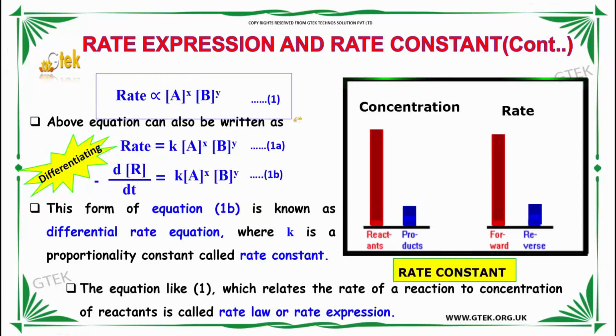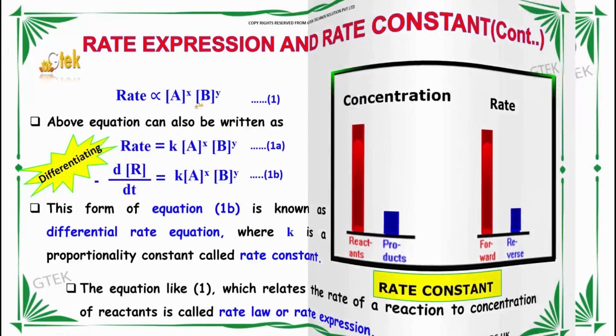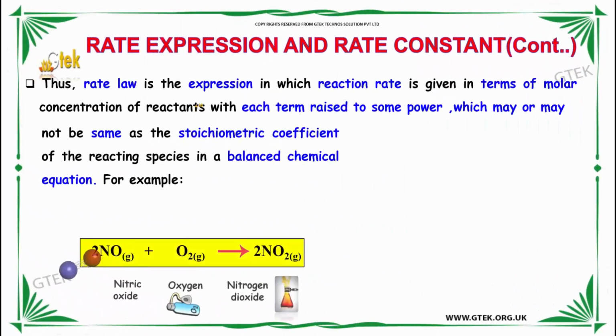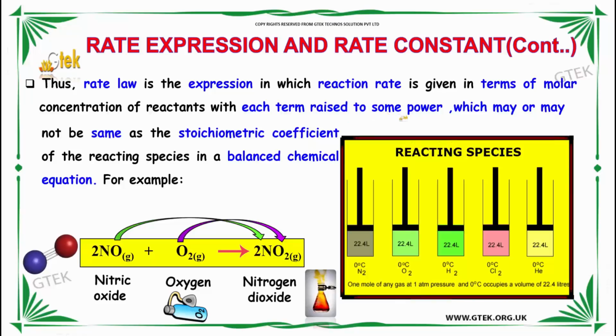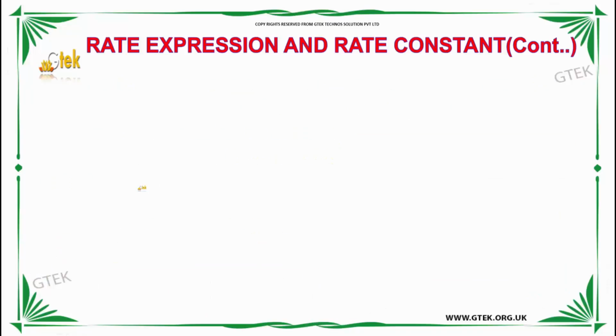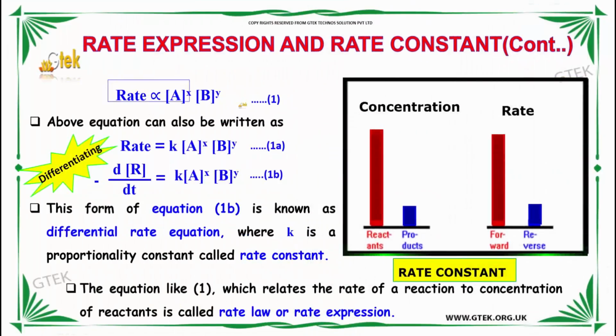An equation like this, which relates the rate of the reaction to the concentration of reactants, is called the rate law or rate expression. Thus, rate law is the expression in which the reaction rate is given in terms of the molar concentration of reactants, each term raised to some power, which may or may not be the same as the stoichiometric coefficient of the reacting species in a balanced chemical equation.